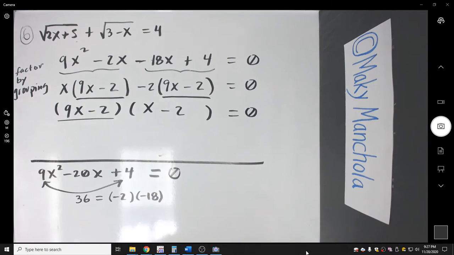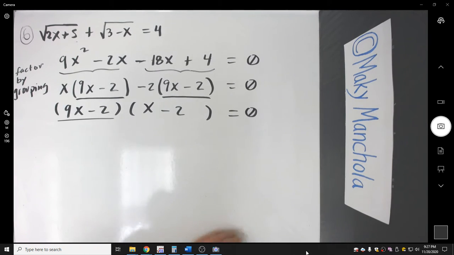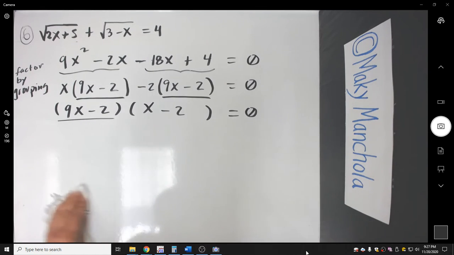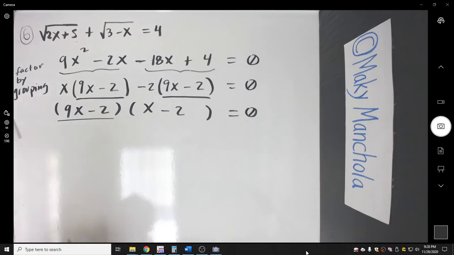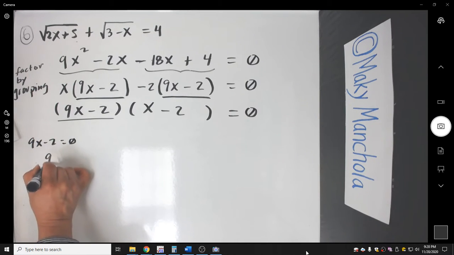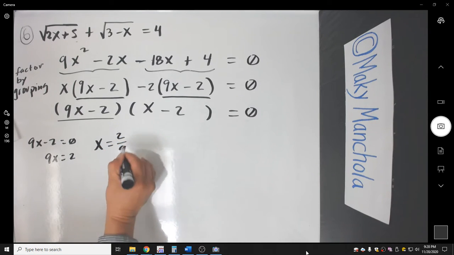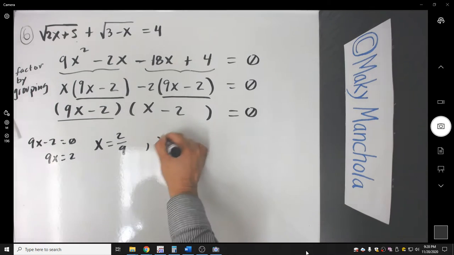Okay, so now we are going to get two solutions out of this. Our first solution is a fractional solution, which happens to be 2 over 9. How do we get 2 over 9? Well, 9x minus 2 equals 0. So when you add 2, you get 9x equals 2. So x equals 2 over 9. That's one solution to our quadratic equation. The other solution is x equals 2.